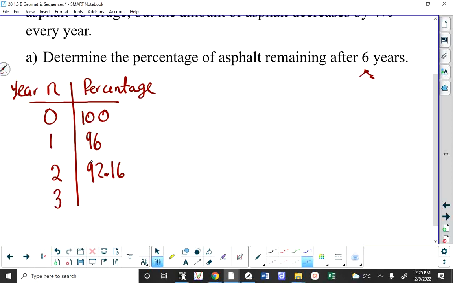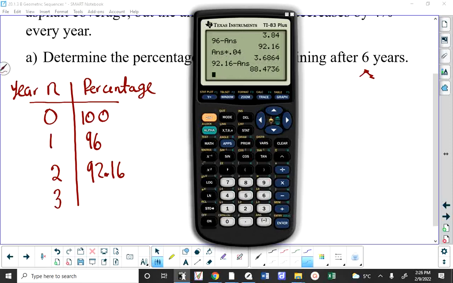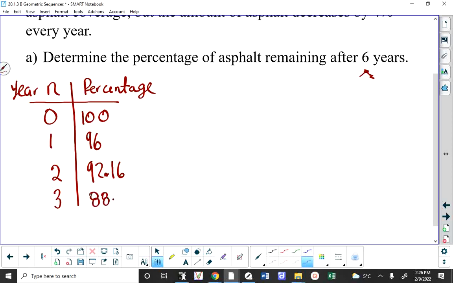Let's figure out the percentage remaining after an additional year. Well, you would take this and you would find out what 4% of that is, which means we're going to multiply that by 0.04. Whatever you get is the amount you lose, and you're losing it off of 92.16. So the amount you have left is 88.4736. Does it make sense so far?